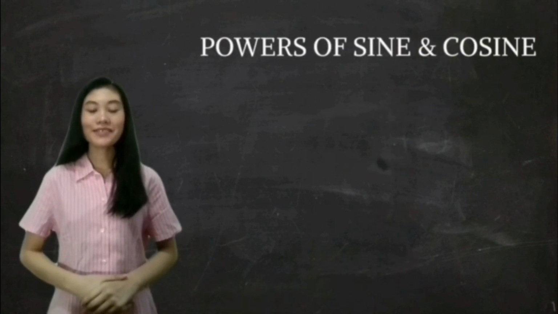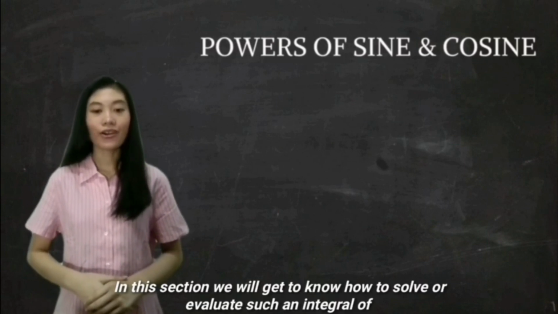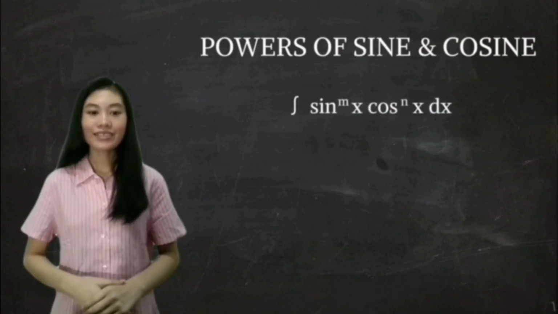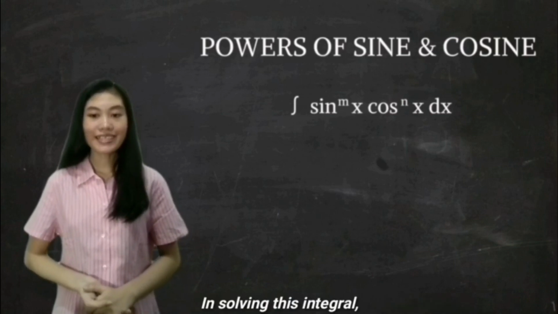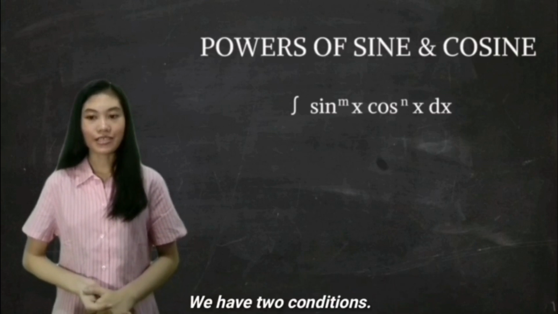Number 2. Powers of sine and cosine. In this section, we will get to know how to solve or evaluate such an integral of sine raised to n x, cosine raised to n x dx, where the powers of sine x and cosine x are greater than 1. In solving this integral, we apply some identities that came from sine squared theta plus cosine squared theta is equal to 1. We have two conditions.